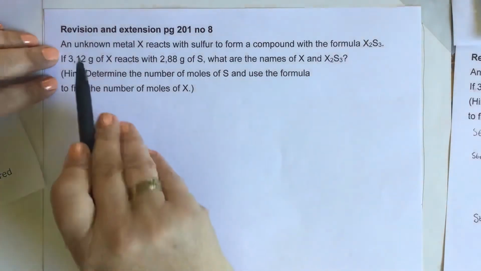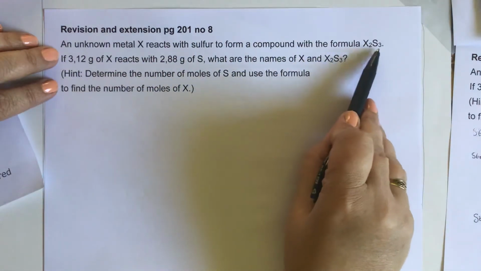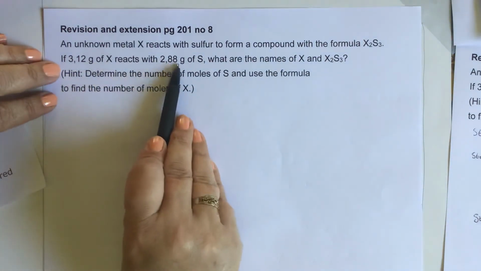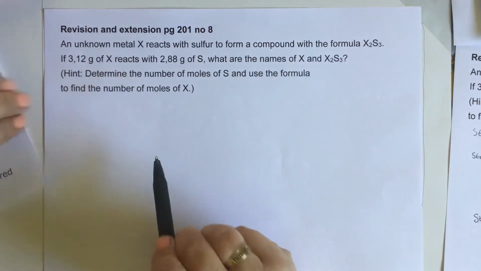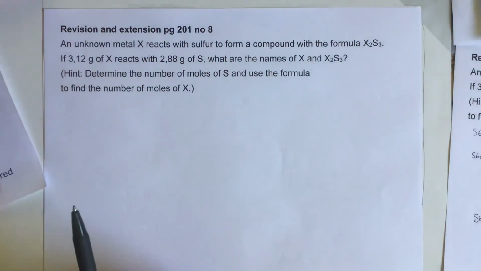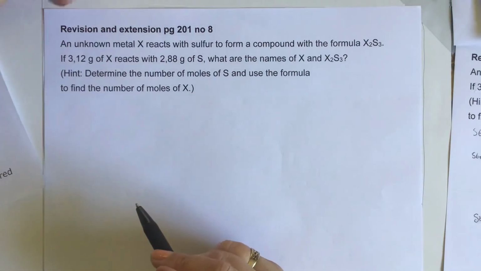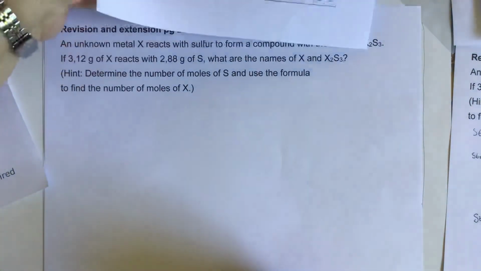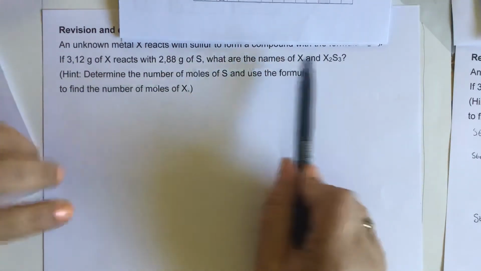Let's read the question. An unknown metal X reacts with sulfur to form a compound with formula X2S3. If 3,12 grams of X reacts with 2,88 grams of sulfur, what are the names of X and X2S3? Now the hint that they give us, determine the number of moles of S and use the formula to find the number of moles of X. Right, now how do I identify an element? I can identify an element by its atomic mass. So the question basically asks me, go and calculate the molar mass of X so that you can identify it and then give us the name.